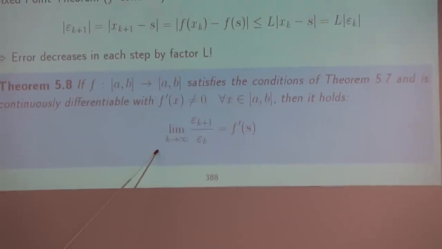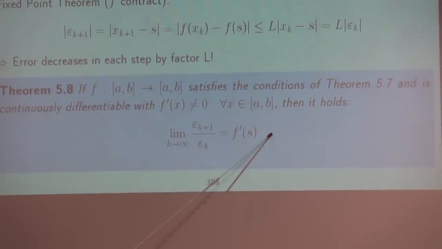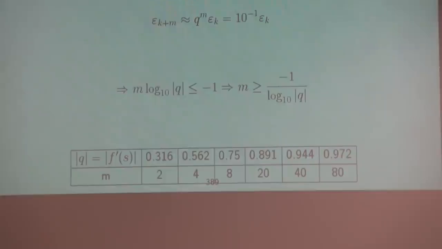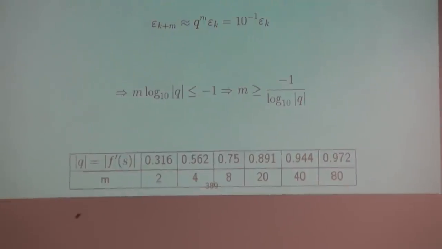We neglect this limit for a moment. And we bring this epsilon k to the right-hand side, then we could say epsilon k plus 1 is some factor, this is a constant factor, does not depend on k, times epsilon k. And that's what we have here. Epsilon k plus 1 is a constant factor times epsilon k, with the constant equal to the first derivative at the fixed point.